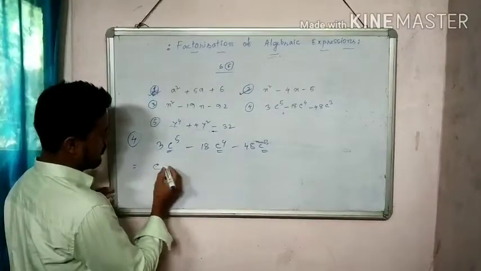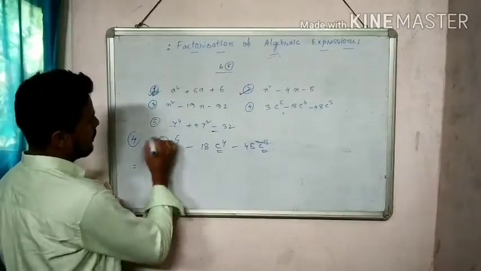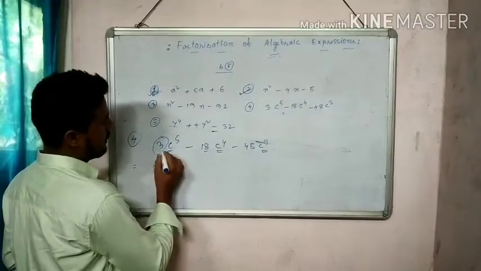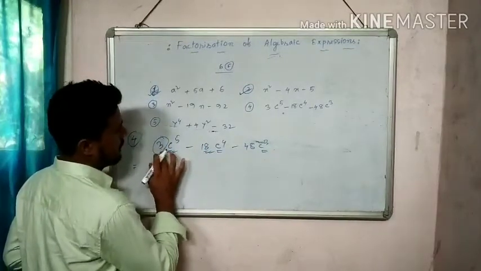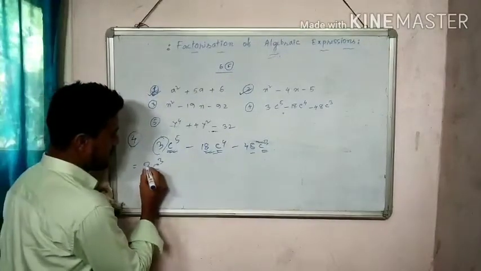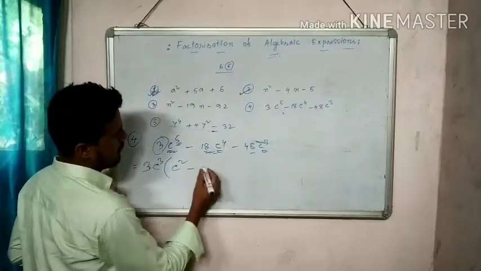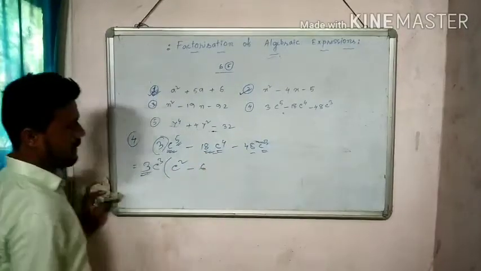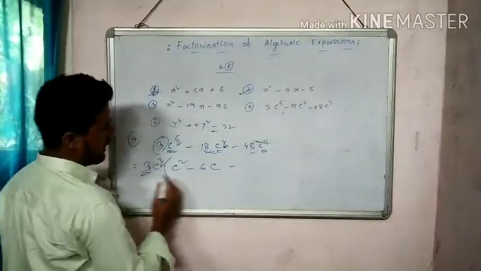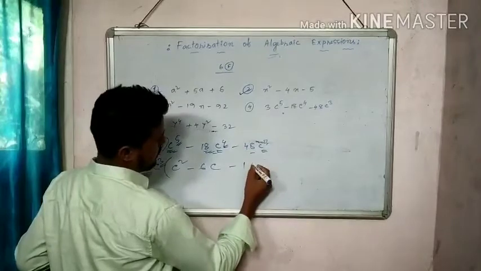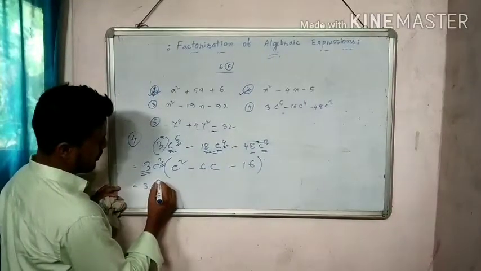So take common c cube. The variable is c cube, and the numerical coefficients are 3, 18 and 48. 3 is divisible, so each term can be divided by 3, and we can also take 3 common. Taking c cube common, here only c square is left; taking 3 common, 3 times 6 is 18 and 3 times 16 is 48. So we take 3c cube common.